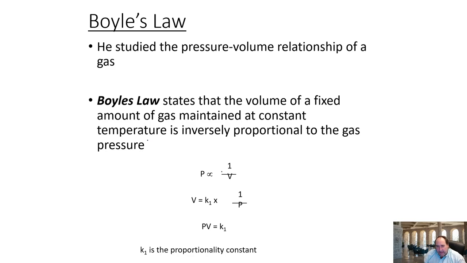And it looks like the line got in the wrong spot there, dropped too low. Just fix that there. There you go. And Boyle looked at, as I was mentioning, the pressure and volume relationship. He held temperature constant. And what he found was that the pressure is proportional, that's what that means, to 1 over the volume.